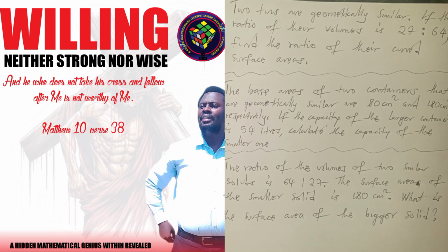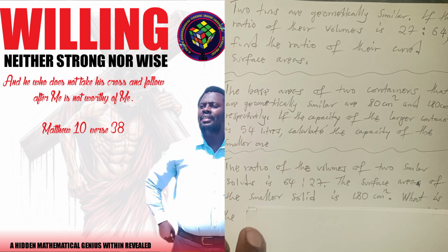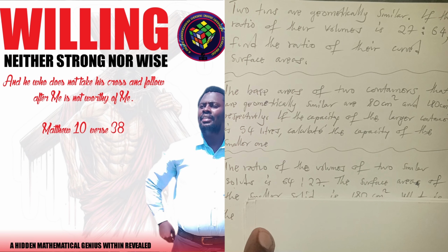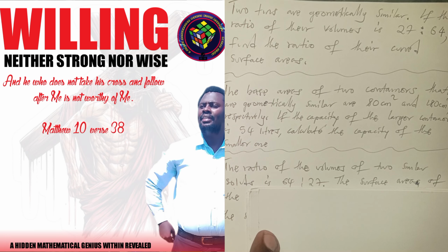Then the last question. The ratio of the volumes of two similar solids is 64 to 27. The surface area of the smaller solid is 180 square centimeters. What is the surface area of the bigger solid? So first thing there, we have a ratio of volume. So that ratio of volume should be converted to a ratio of sides. Then from the ratio of sides, we go to the ratio of areas.